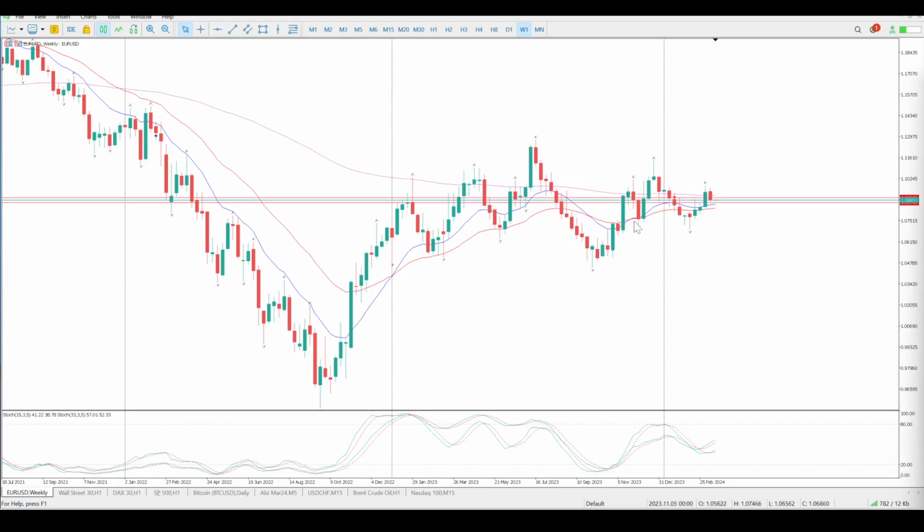I'm just going to start off on the weekly. We do have a fairly strong zone of support here at 109. Let's just say 109.000. You can see it's fairly close there, but there's a strong area of support here.